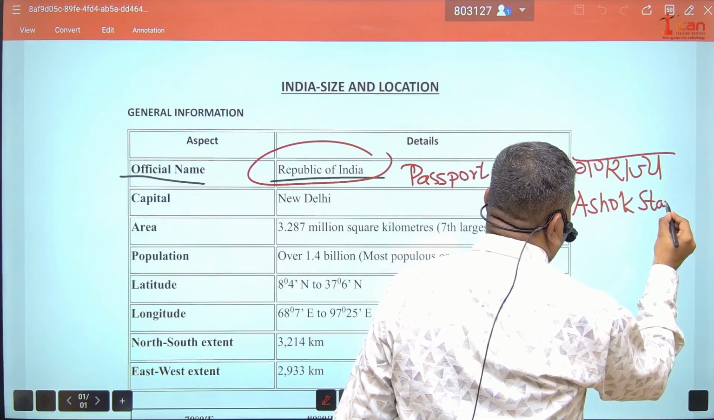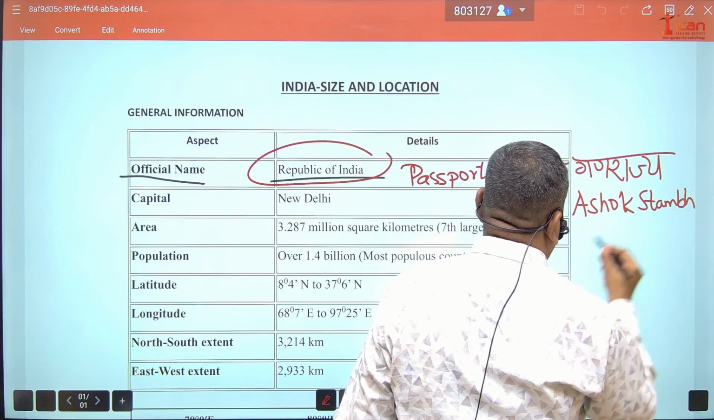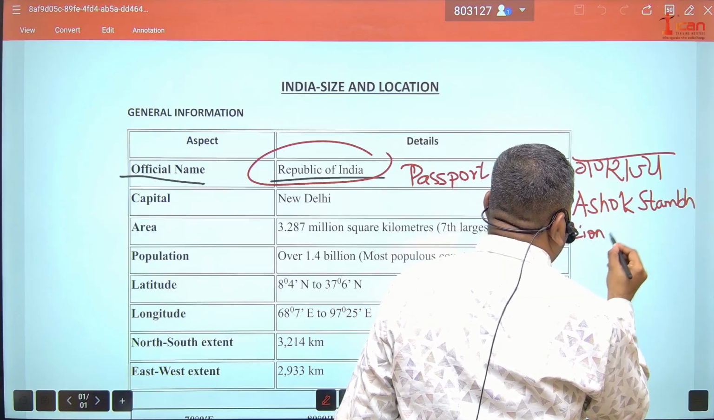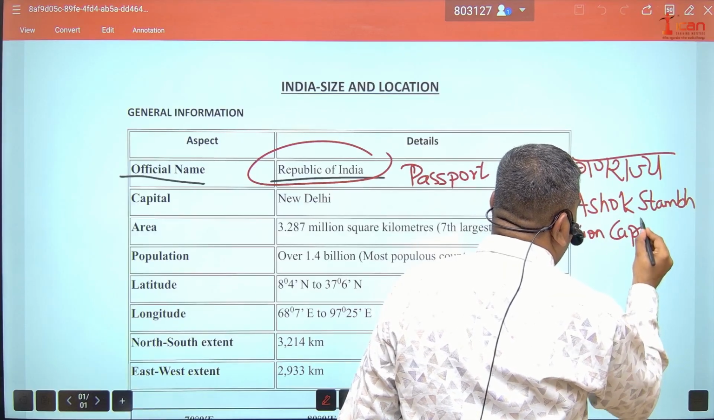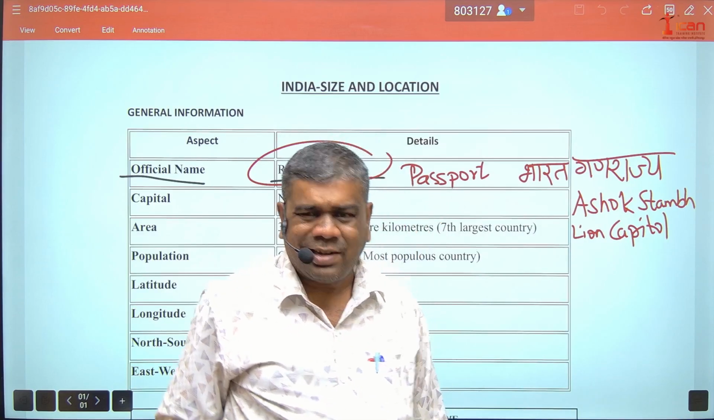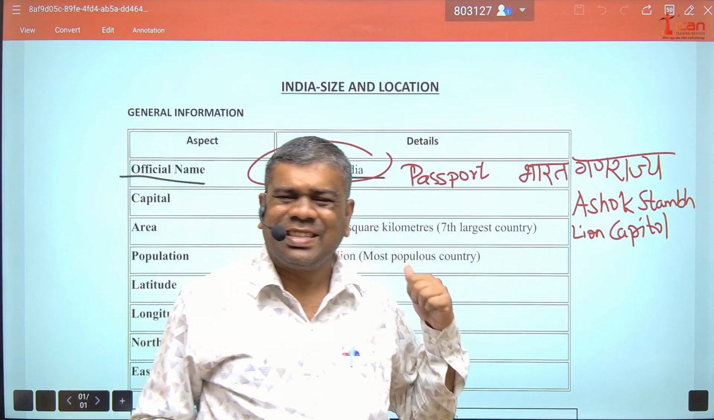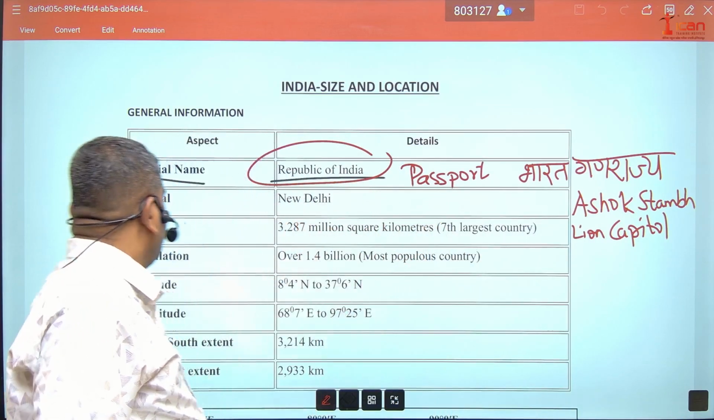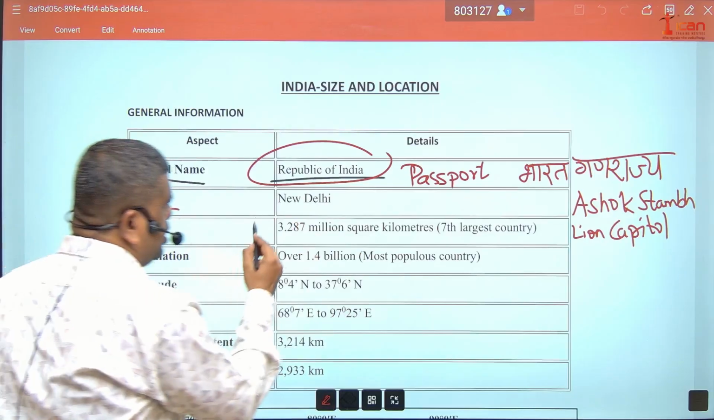It is called the lion capital. It's a very powerful, very conspicuous symbol that we see. It's a symbol that represents the heart of this nation. Now the capital is New Delhi.